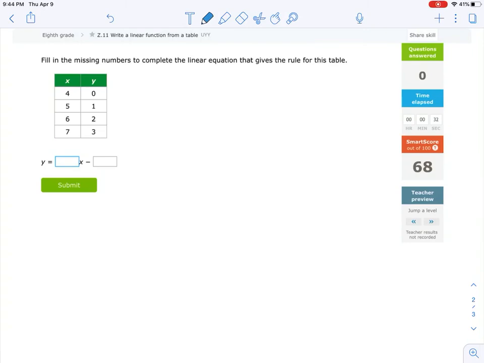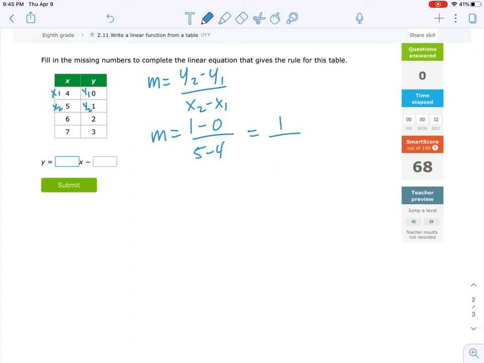Same exact thing here. I'm just going to pick the first 2 points. There's my x1 and x2. Here's my y1 and my y2. So we have to find the slope first. y2 minus y1 over x2 minus x1. y2 is 1 minus 0 because y1 is 0, over 5 minus 4. Now, we get a slope of 1 again.